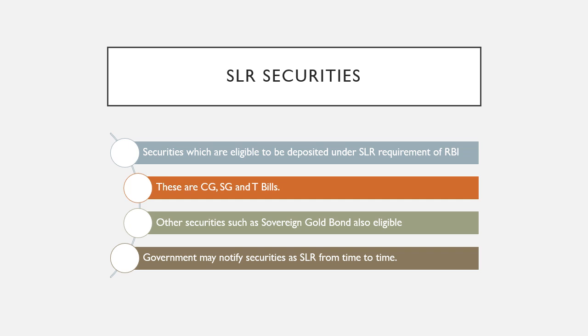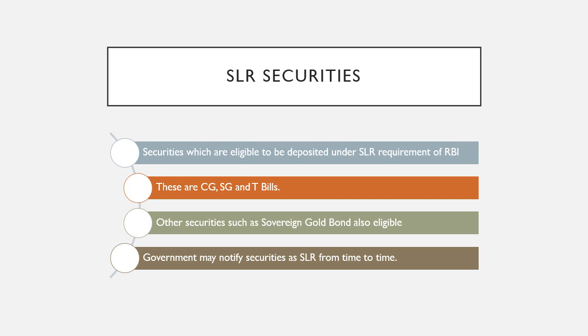But let me tell you that the word SLR denotes statutory liquidity ratio. What does that mean? That means that these securities can be deposited as the securities which are eligible for maintenance of statutory liquidity ratio as fixed by RBI. So RBI periodically keeps on fixing the SLR percentage as per which banks are supposed to maintain a certain percentage of their demand and time liability in the form of these securities.